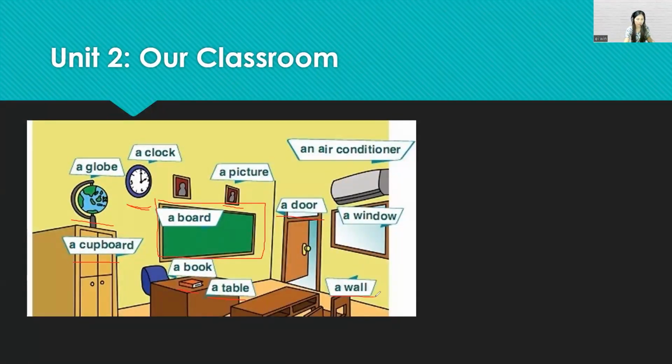Wall. Wall means that sometimes we put the picture on it, or sometimes we draw the picture on it to get an attraction for our student.